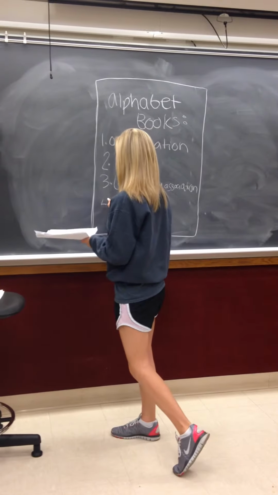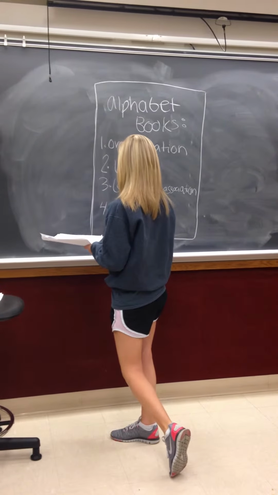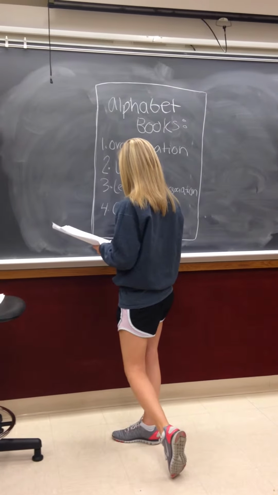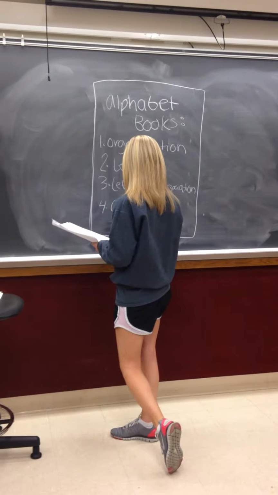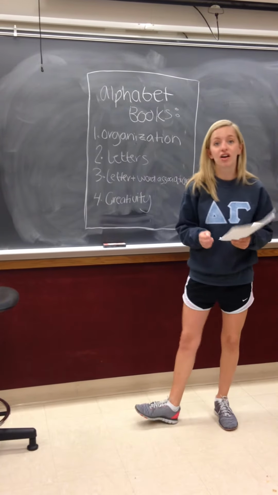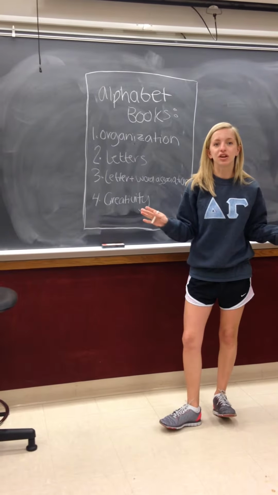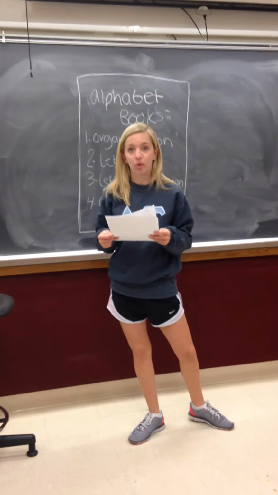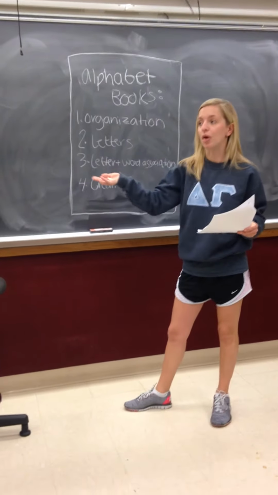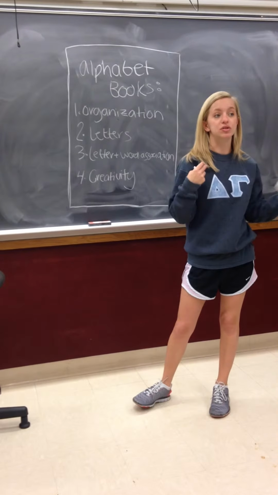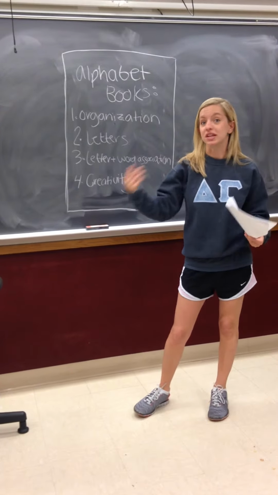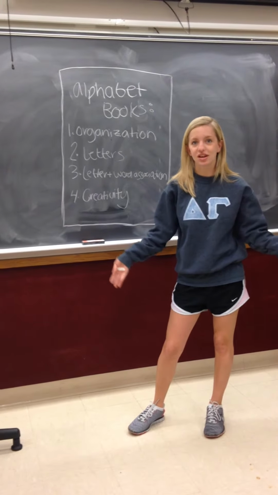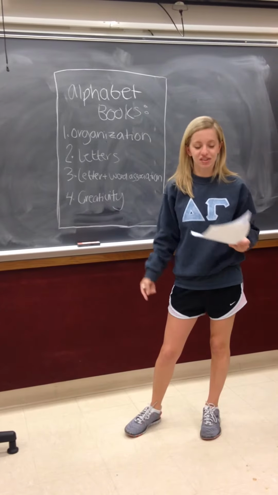And the fourth way alphabet books are good is creativity, expanding our knowledge. There are so many different topics that you can use when talking about alphabet books. You can use places, you can use foods, you can use animals, you can use many different things. The options are endless.